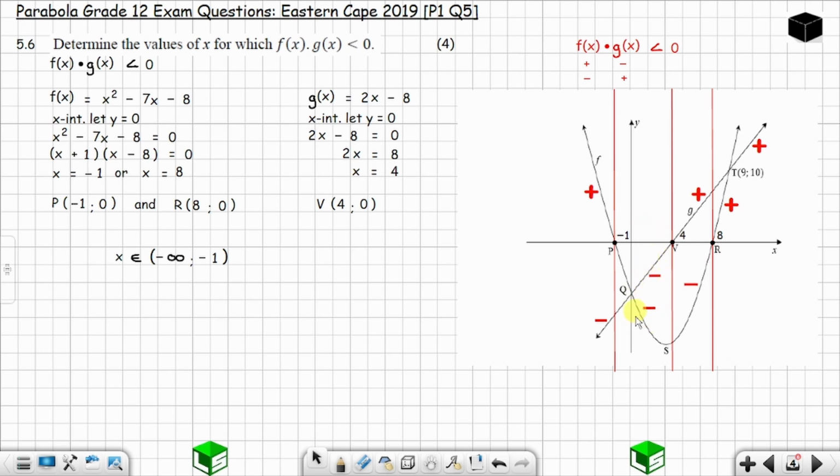Minus times minus is plus. You want to have minus. And this one is going to satisfy because you have plus times negative, which is minus, right? You have minus there. So from 4 to 8. So you are going to say union from 4 to 8. Okay? And what about this one? Because you have plus times plus, which is going to give you plus, but you have minus here. So this is not going to satisfy.